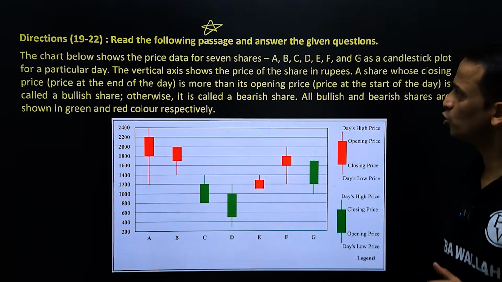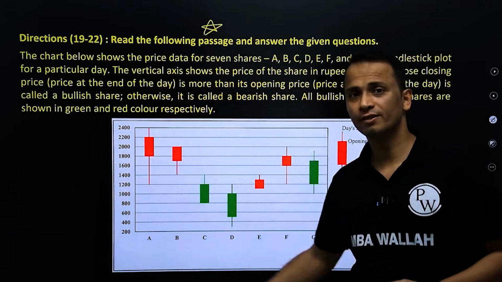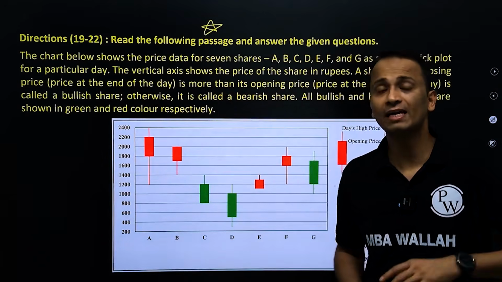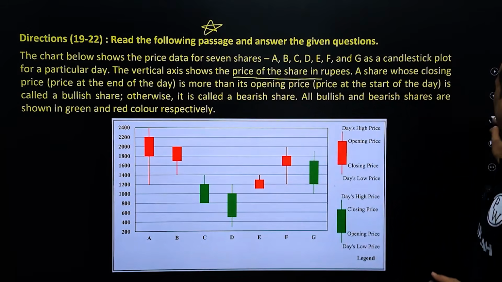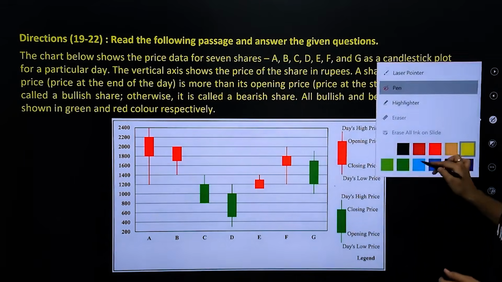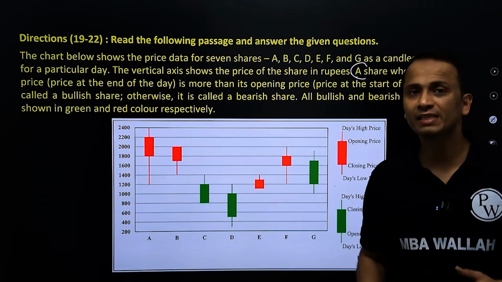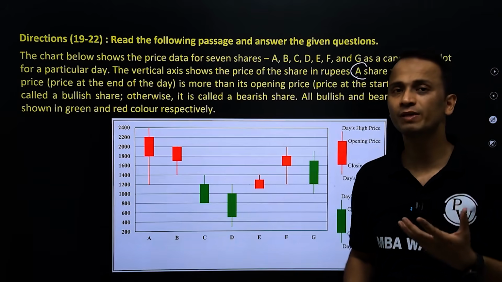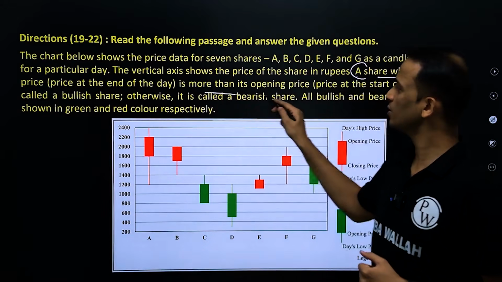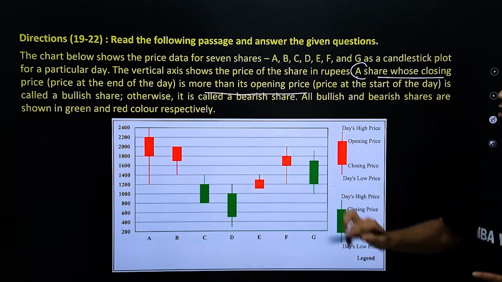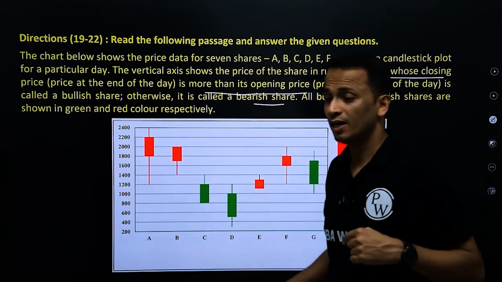Okay, so this is one thing. Now they are saying that the vertical axis that you can see here, the values 200, 400, 600 at a gap of 200, shows the price of the share in terms of rupees. Now they will teach you how to read this candle. A share whose closing price is more than the opening price is called a bullish share. Otherwise, it is bearish.